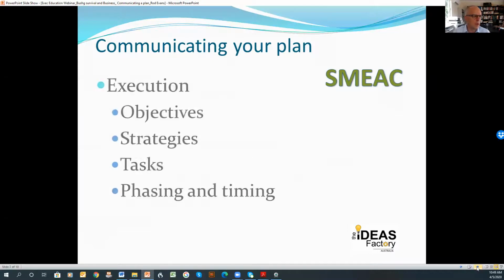You then look at the execution, and this is where you get into the detail of actually how the plan is going to be undertaken. And often the plan is set out in a number of phases. There might be 3 phases. And what you're doing is you're explaining the objectives, the strategies, the tasks, the phasing and the timing. This is all the aspects of how the plan is going to be carried out. Who does what when.